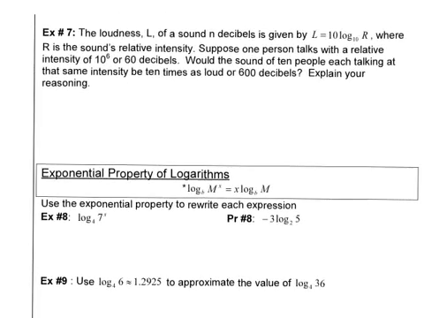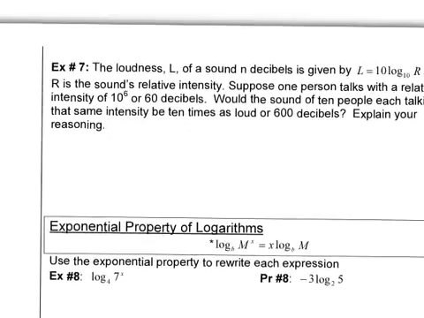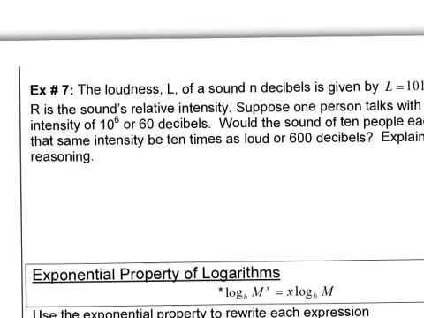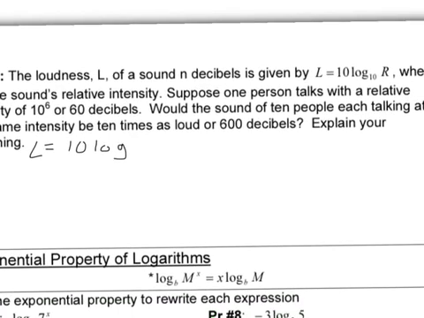Okay. So here we have a word problem. It says the loudness L of a sound in decibels is given by L equals 10 log base 10 of R, where R is the sound's relative intensity. So right away we already see we're going to be using this equation. So let's write that down. Log base 10 of R.